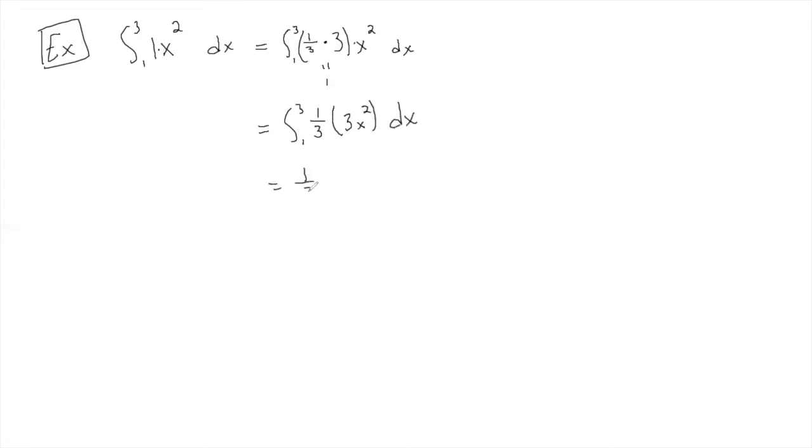Okay, and I can pull the 1/3 out. And I know what this integral is, or at least I know what its antiderivative is. This is 1/3 times x cubed from 1 to 3. So I just take whatever answer I had before, 26, and I multiply it by 1/3. 26 over 3.